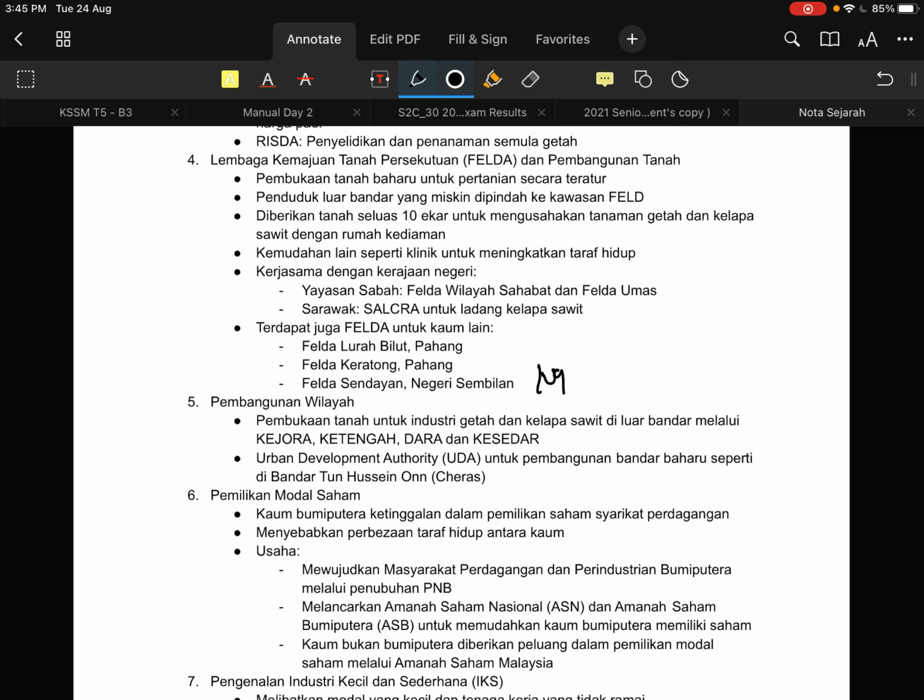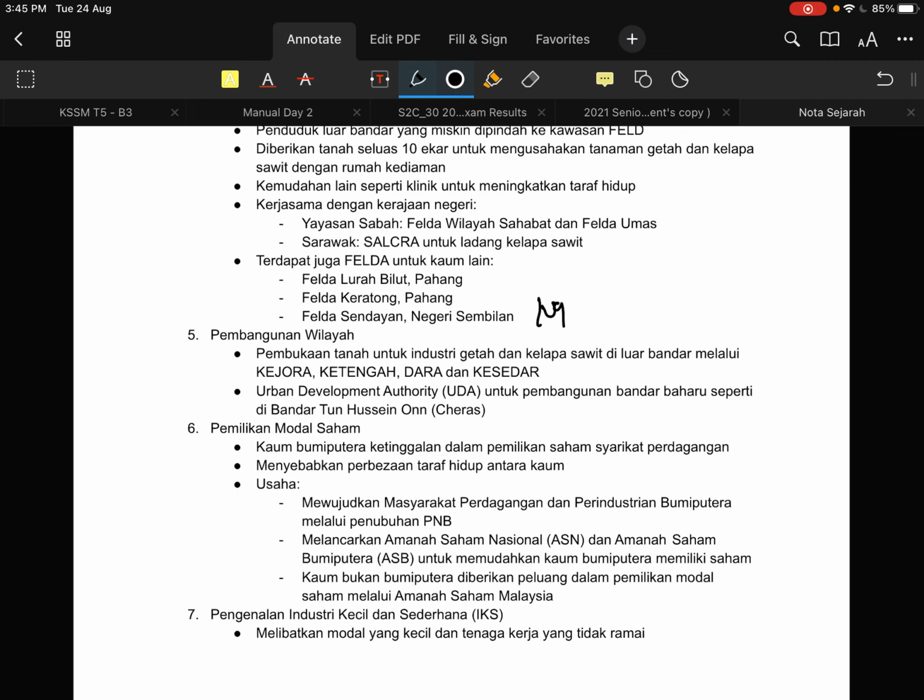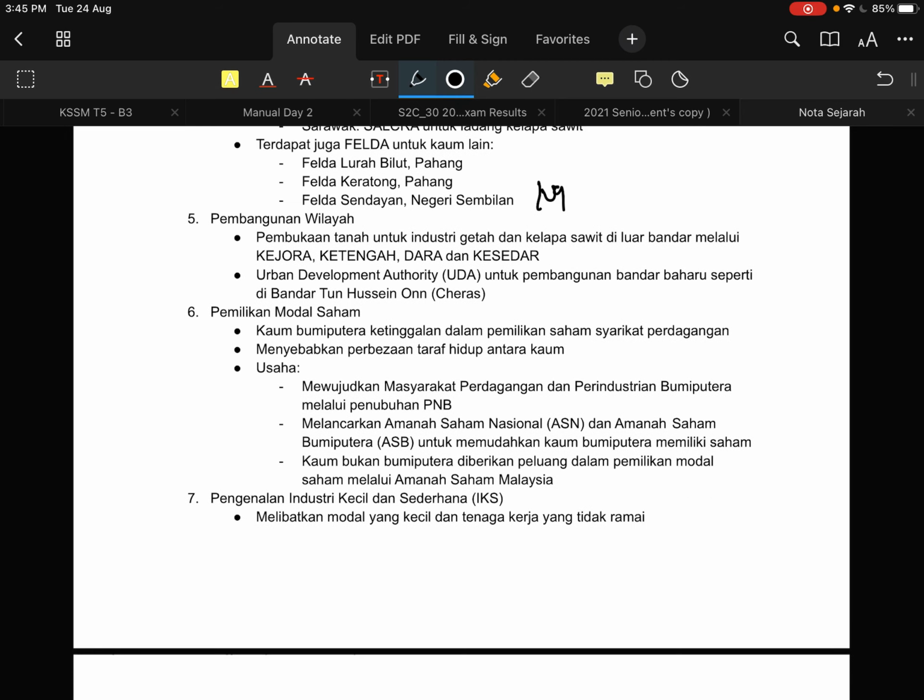Not only FELDA is opening land, there are other agencies opening land for getah and kelapa sawit through Kejora, Ketengah, Darang, Kesedar. You don't have to know the specific names, I mean the abbreviations, you just know the types. So Kejora, Ketengah, Darang, Kesedar are these agencies to open land for more rubber and palm oil plantation. And then the UDA or Urban Development Authority is to develop cities, like new cities, such as Bandar Tun Hussein Onn, which is in Cheras in Kuala Lumpur.